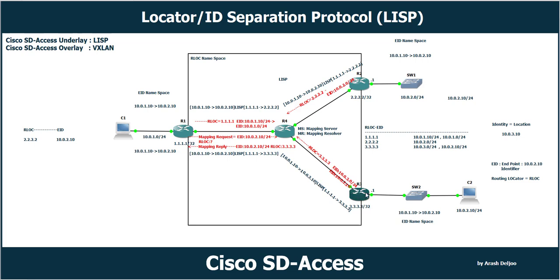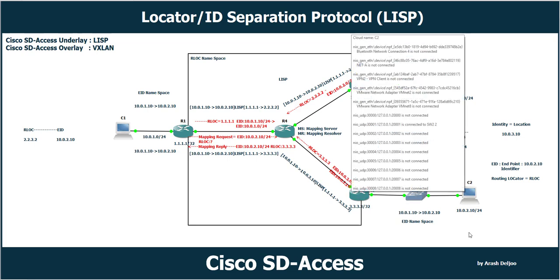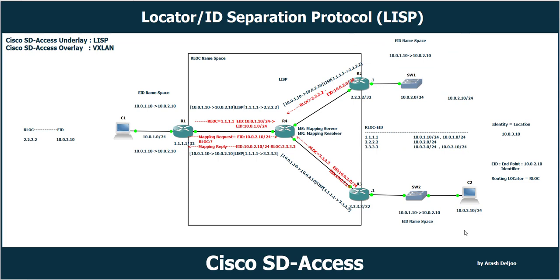Okay, and then the traffic will be received by the destination. As you can see, it is interesting. It means that R1, R2, and R3 are working with the mapping server, and they also receive information from the mapping resolver. After populating their tables, they can forward the traffic to the correct routing locator. And here we use tunneling technologies.